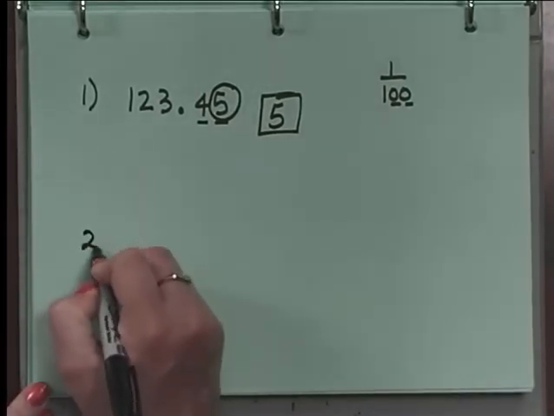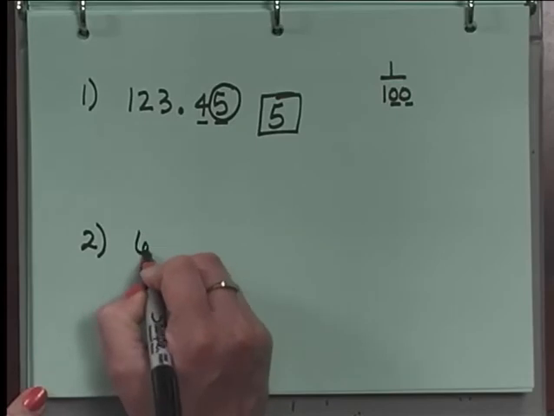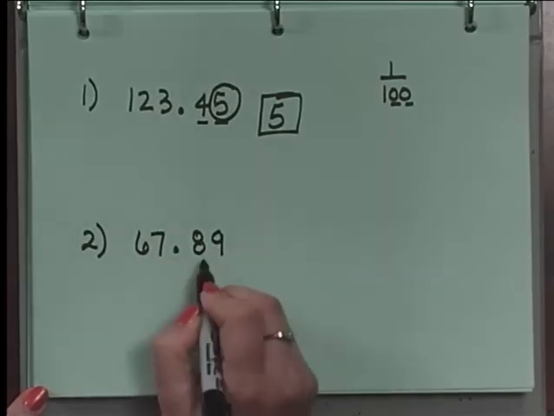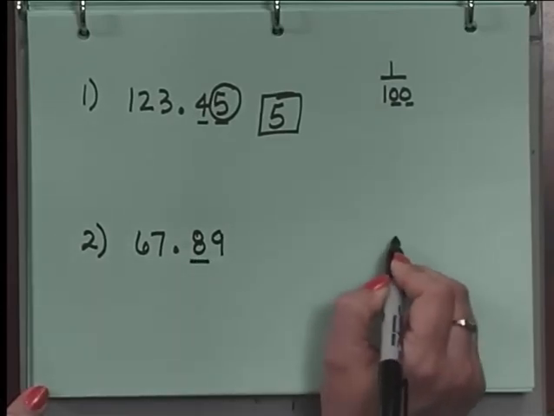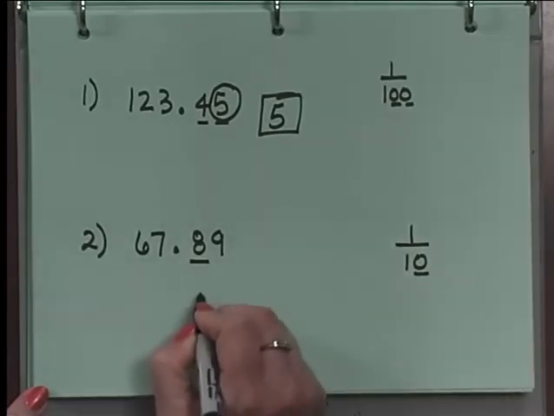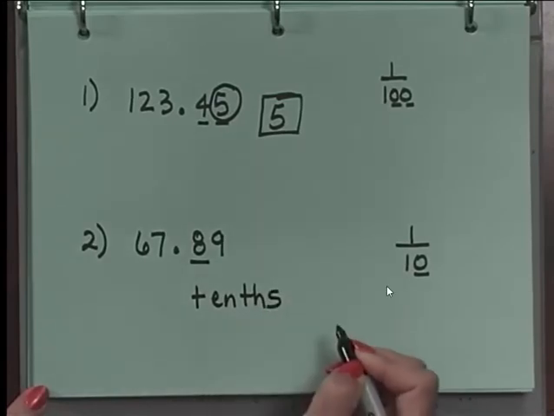Look at example 2 at the top of page 180. What is the place value of the 8 in 67 and 89 hundredths? Well, the 8 is the first digit to the right of the decimal point. And since there's only 1 zero in 10, that's in the tenths place. So the 8 then is in the tenths place.